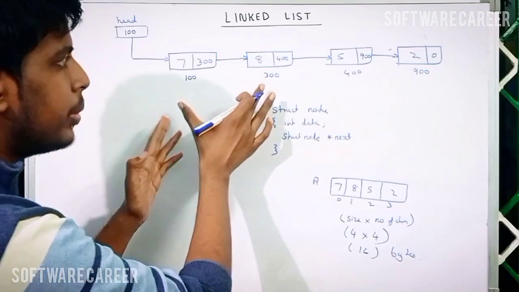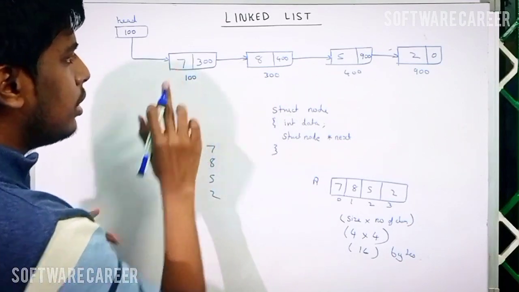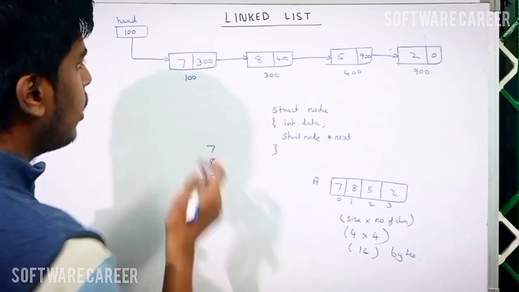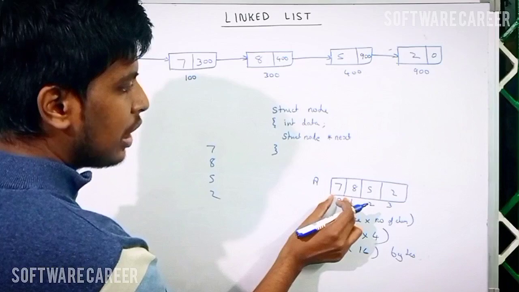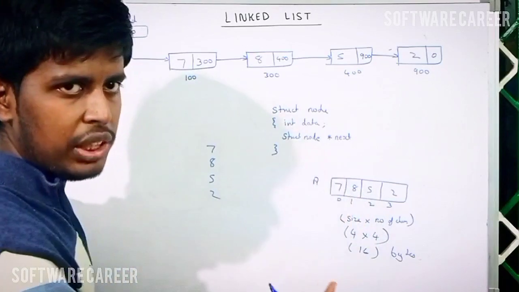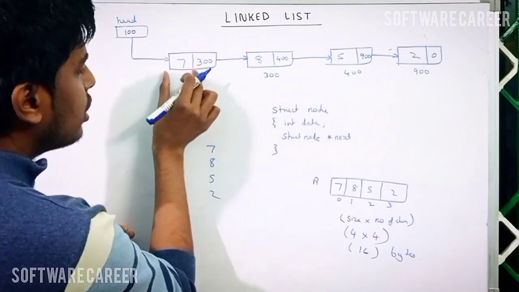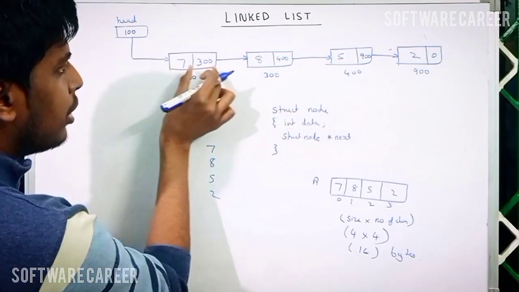But let's see how much memory is required for linked list. Each integer value takes 4 bytes, right? Now there are two parts here, but in the array only one part is there. For 7 you are taking only one part, and for 8 only one part. But for storing one integer value in a linked list you are taking two parts, that is data part and pointer part.